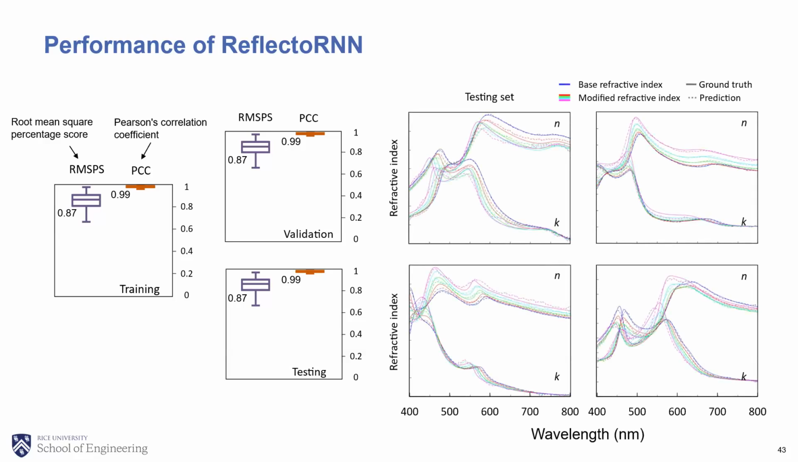So in addition, here I'm showing 4 examples of materials with a series of external stimuli and their corresponding N and K. And again, the solid curve shows the ground truth, the dotted curve shows the prediction. So you can see there's a very good matching between the prediction and the ground truth.